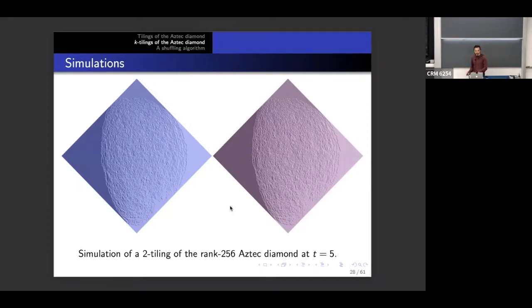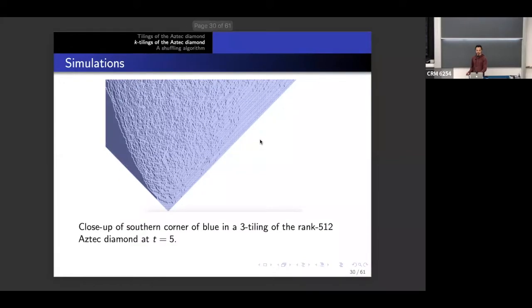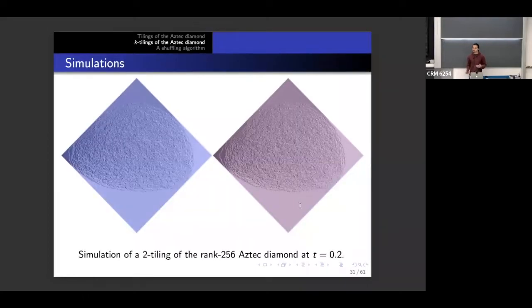Now it's kind of this oblong shape, and there's a cusp forming in the bottom region. I don't know if it's very clear in the picture, but if we zoom in on the southern corner, you can really see this cusp here. And if instead of a 2-tiling we look at a 3-tiling, it's kind of hard to tell, but it appears that there are going to be 2 cusps. So the limit shapes seem very interesting and complex.